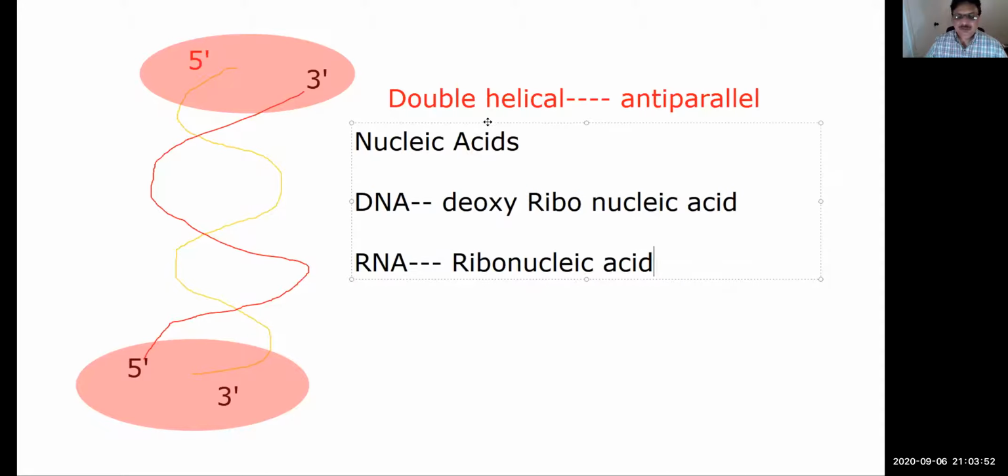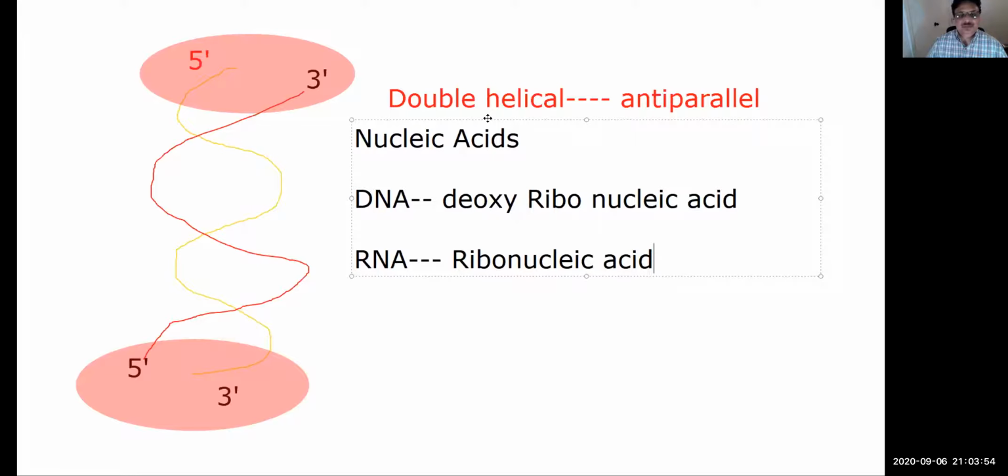What's the major difference? One of the major differences lies in the sugar. Let's understand this. I'm trying my best to draw the structure of sugar, but I'll come back to the slide. Both the sugars in DNA and RNA are ribose. Ribose is a 5 carbon sugar, with a structure something like this. It's not perfect.